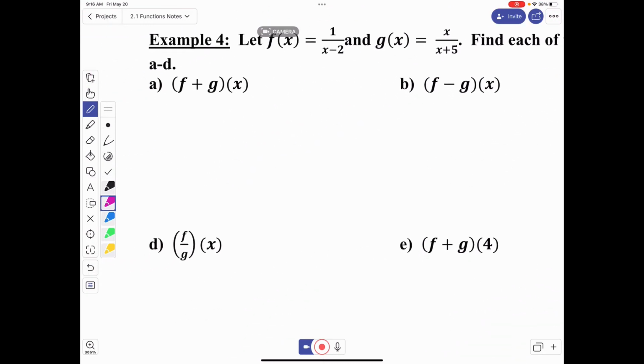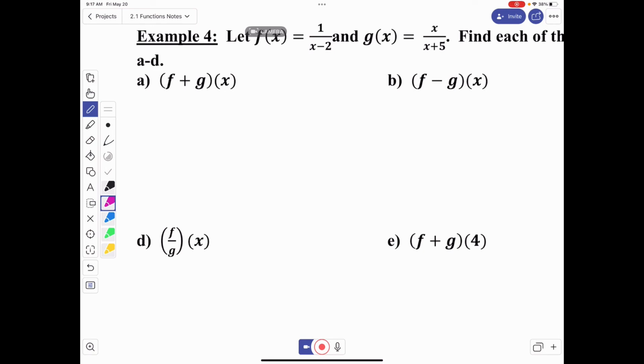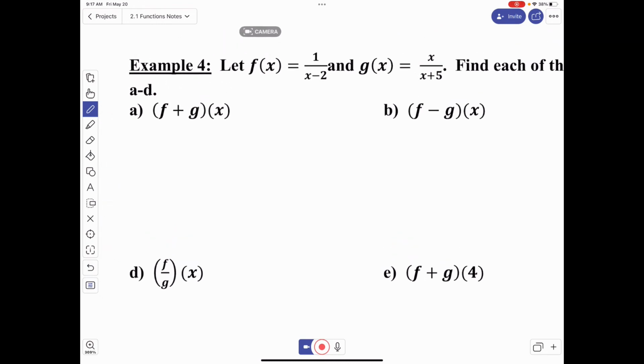Okay, so for example 4, we're given f of x is 1 over x minus 2 and g of x is x over x plus 5. So we're going to do the operation it tells us to do, and then we're also going to find the domain for parts A through D. The first thing I'm going to do up here is note that x can't be 2 because that would give me a 0 in the bottom, and x can't be -5 because again, -5 plus 5 gives me 0. I can't have a 0 on the bottom. I'm going to make that note because it's going to help me with my domain no matter what I get when I simplify my problems. Even from the beginning, I can't have a 0 in my fractions.